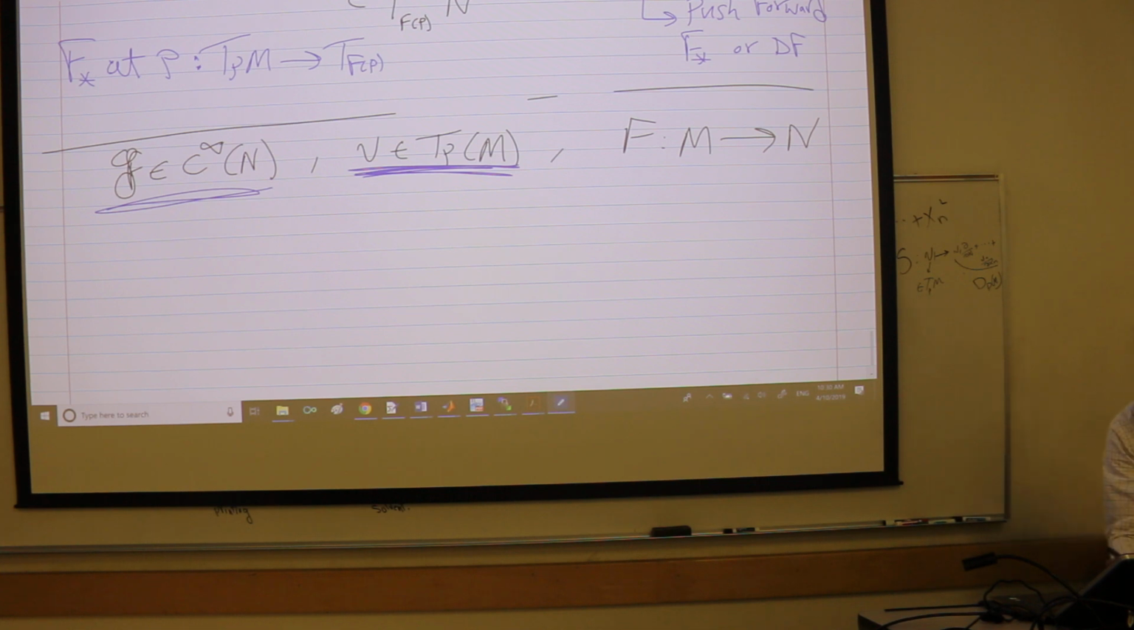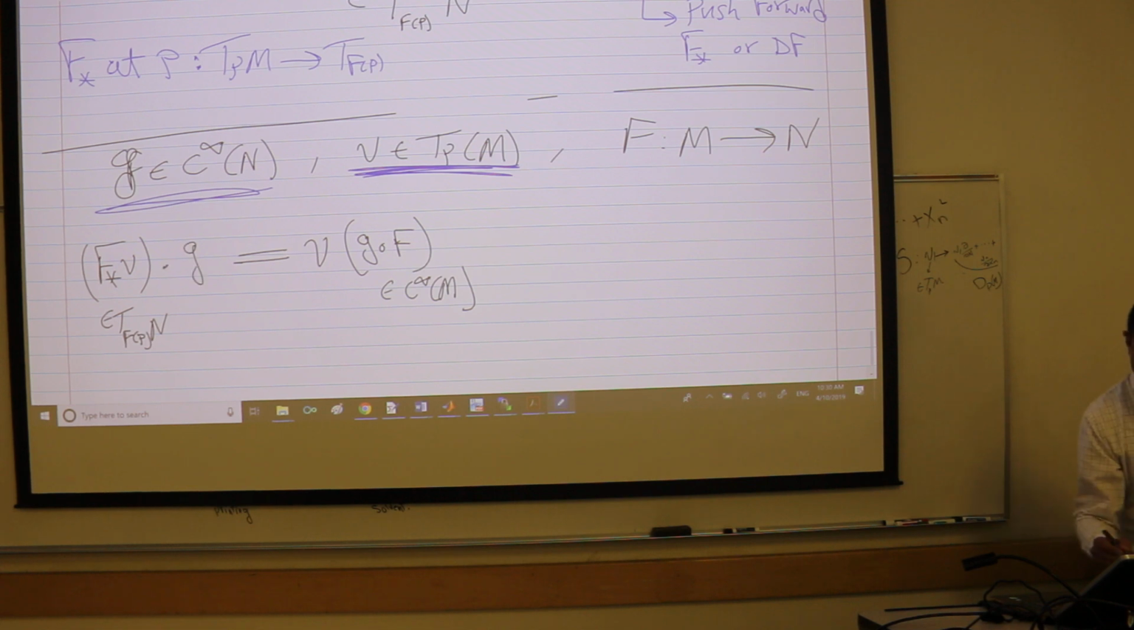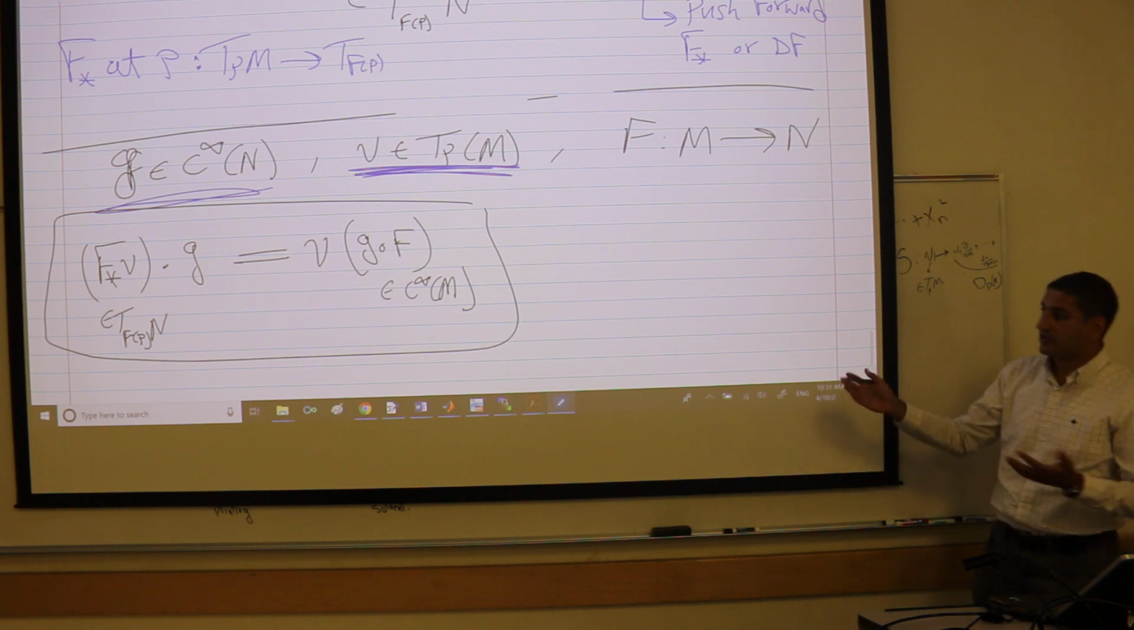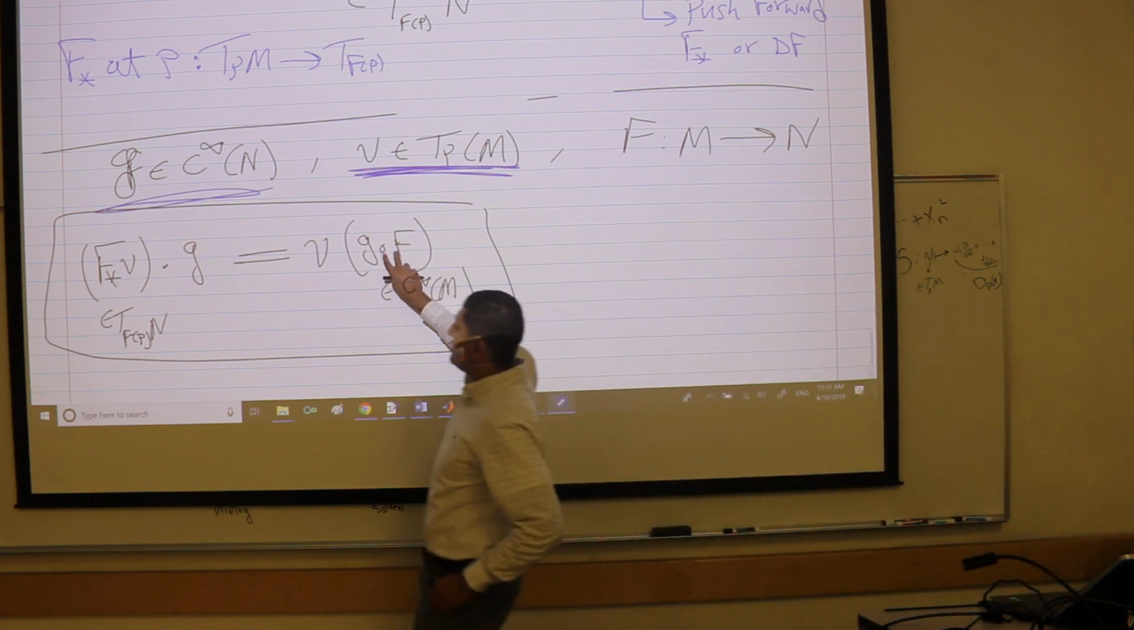Here it is. So G, we said G composed with F, this lives in C infinity of M, right? I can have V act on it, okay? This must be equal to F star pushing V. Now this guy is T F of P N, right? So it can act directly on G. So this is like a property of the push forward, and a relation between push forward and pull back.